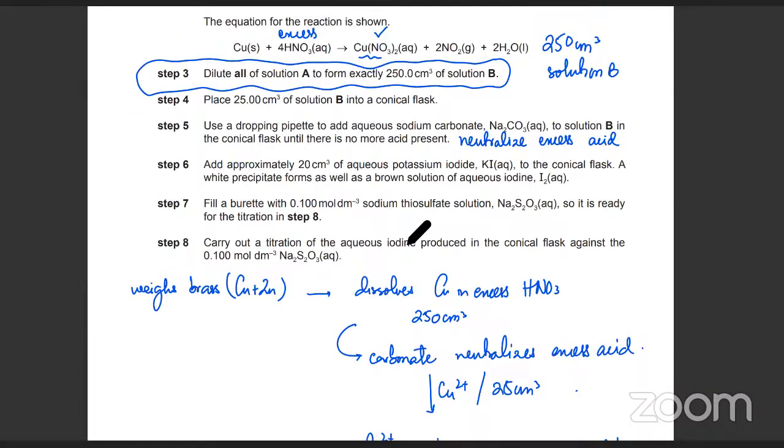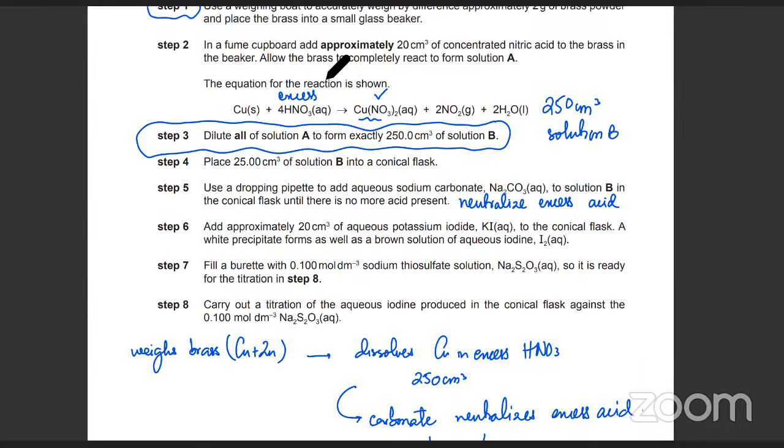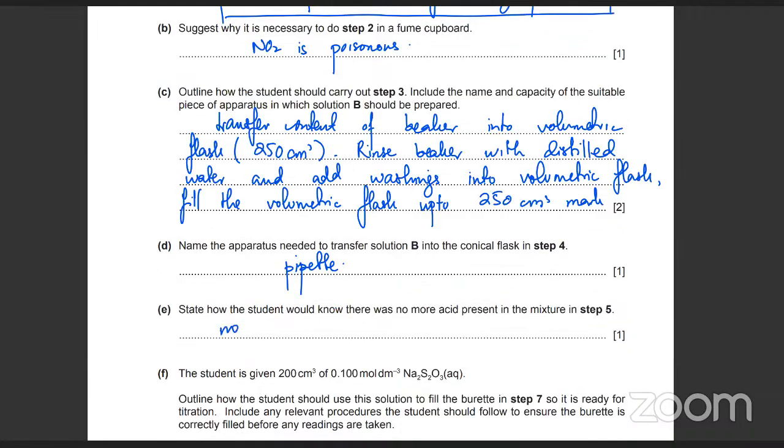In step number 5, to neutralize the excess acid, he had added sodium carbonate. Now, sodium carbonate produces a gas, carbon dioxide, when there is acid present. If no more acid is present, no bubbles of carbon dioxide gas are going to be produced. So carbonate is added to neutralize the acid, and carbonates produce effervescence. So how the student would know there's no more acid: there's no more effervescence or bubbles of CO2 gas.